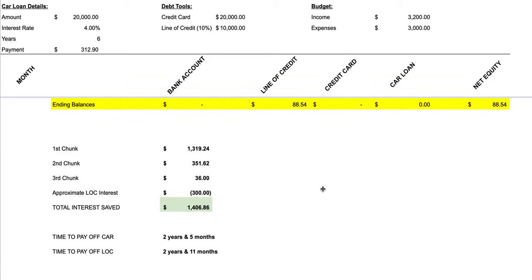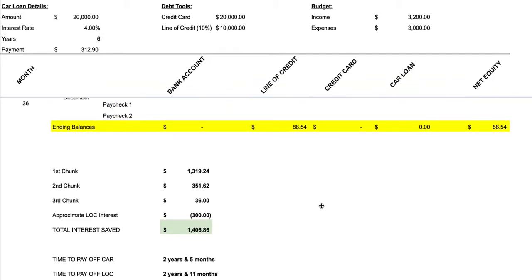So I'm not a financial advisor. This is not financial advice. I'm just showing you a scenario and showing you to study it and review it as well.